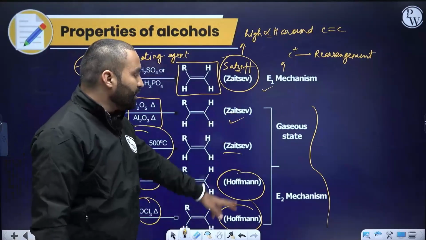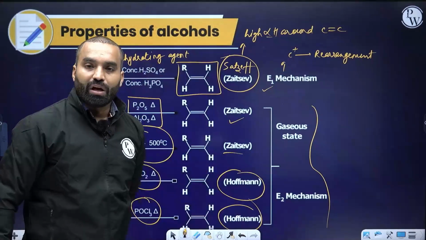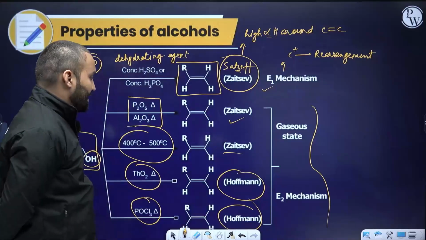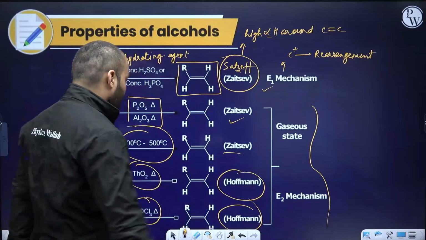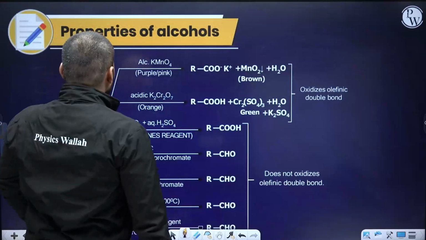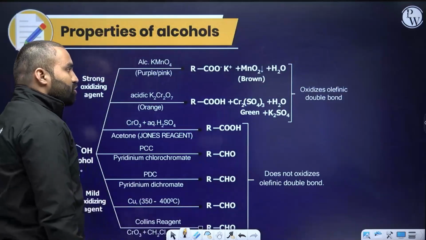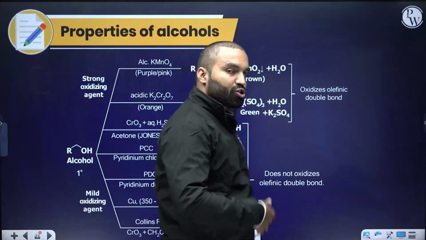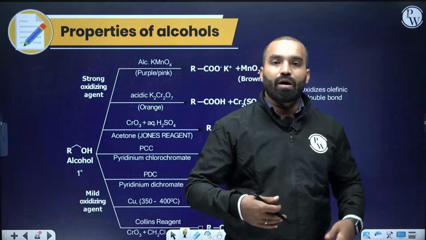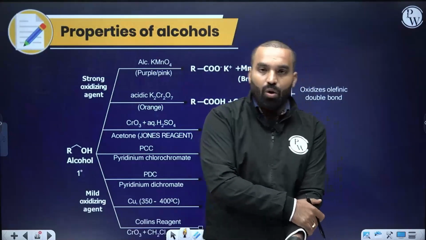And all four follow the E2 mechanism. Understood everybody? They follow the E2 mechanism. Clear? Shall we move ahead? Okay. Now let's do some more reactions of alcohol. How can we oxidize alcohol to higher oxidized compounds? Oxidation has to be done.